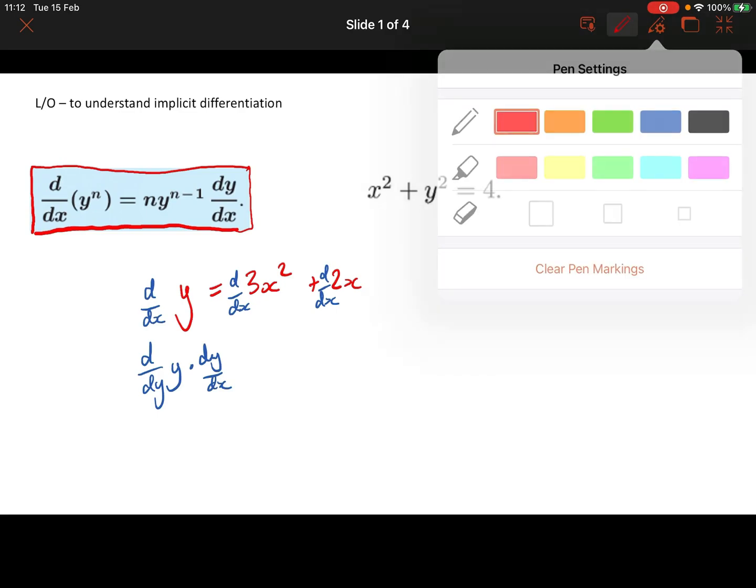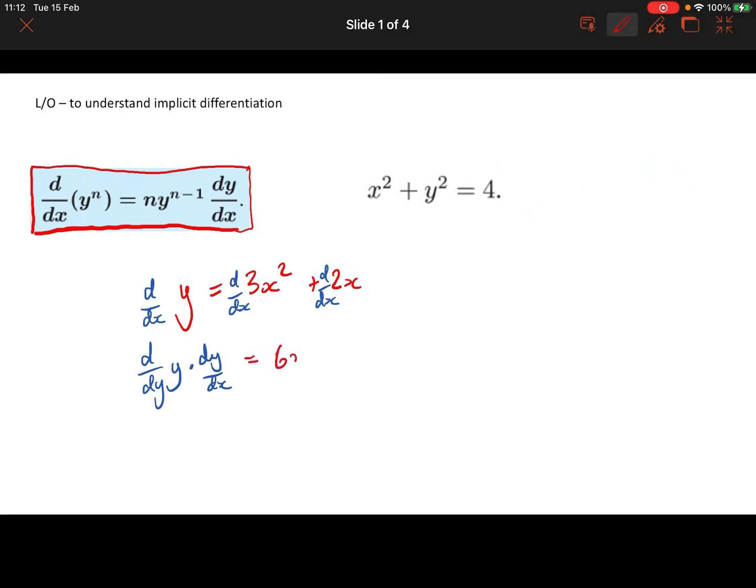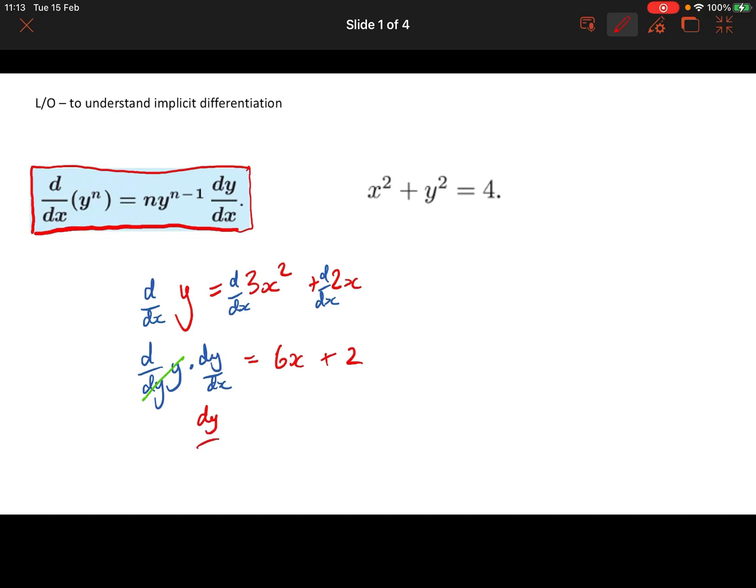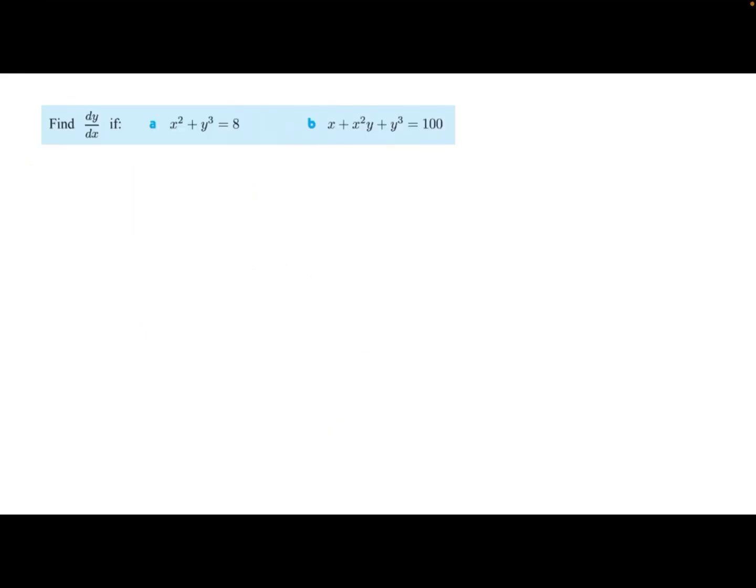And the other bits are easy. So that's going to become 6x plus 2. And what is the differential of y with respect to y? Well, of course, it's just 1. So this bit just disappears, really. And what you're left with is dy dx. So dy dx is equal to 6x plus 2. So actually, you're always doing implicit differentiation. You just perhaps don't realise that that is what you're doing. And it's only when y is not the subject of the function that it matters. Let's have a look at some more questions, okay?